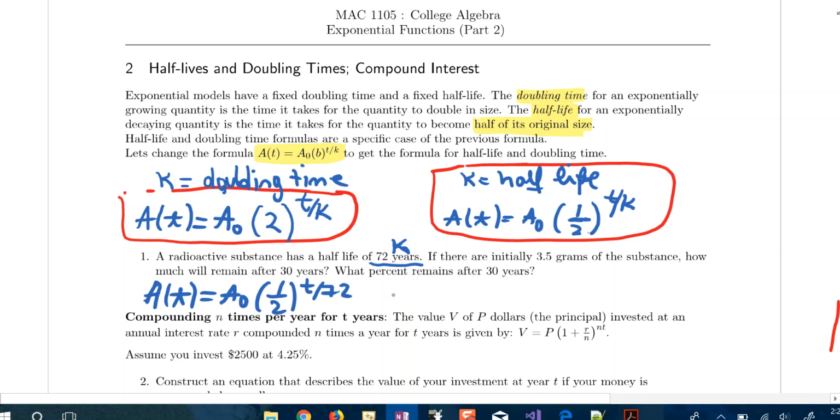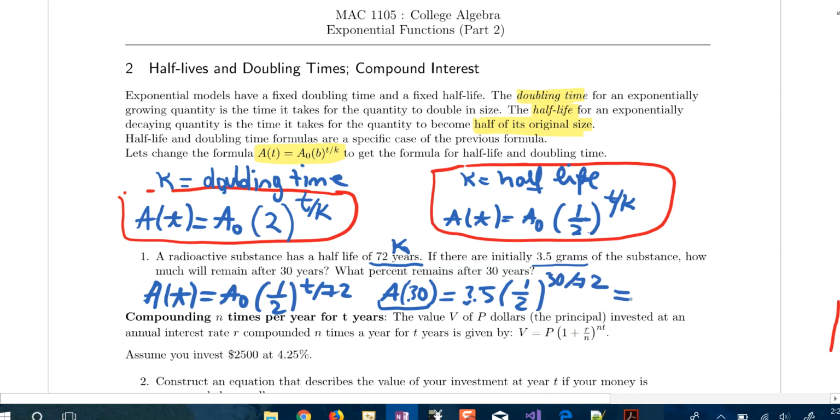So you start with 3.5, and you're interested to see how much is left after 30 years. So your time is 30. So the amount after 30 years, that's what this means, right? It's not A of 30 times 30. It means the amount after 30 years is the initial amount, which is 3.5 grams, times 1/2 to the t, which is 30 in our case, over 72.